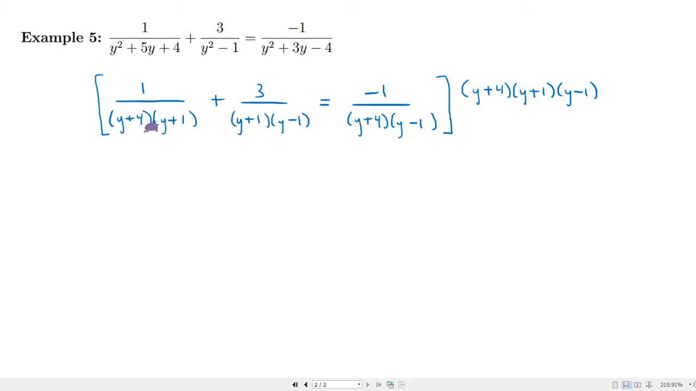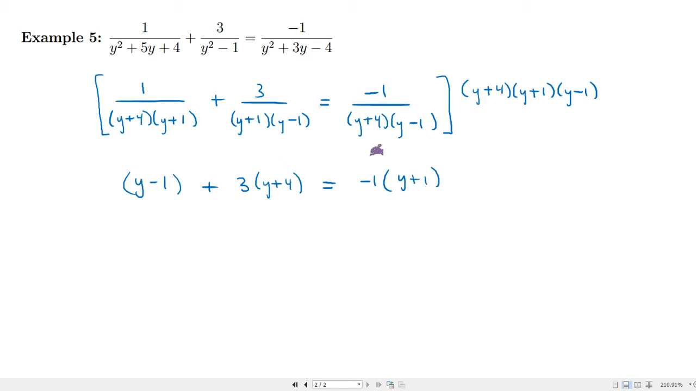So what happens? At this point, if you want, you can skip doing the multiplication and just see what's going to reduce. The y plus 4 is going to reduce the y plus 4. The y plus 1 is going to reduce the y plus 1. And so we're left with the y minus 1. Okay, 1 times that. Plus 3 times what? Y plus 1 reduces y plus 1. Y minus 1 reduces y minus 1. So we're left with the y plus 4. Equals, y plus 4 reduces the y plus 4, y minus 1, y minus 1, so we're left with negative 1 times the y plus 1.